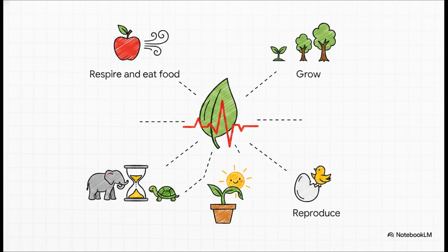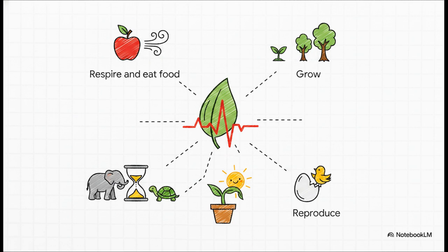But what actually are those functions? Aside from just being made of cells, living things have to check a few core boxes. They need oxygen and food, because glucose and oxygen have to work together to create energy. They grow over time, from birth to a definitive size. They reproduce, which ensures their species keeps going, whether that's laying eggs or having live births. They also have a definitive lifespan. A cow might live 20 years, an elephant 70, a turtle can go up to 150.